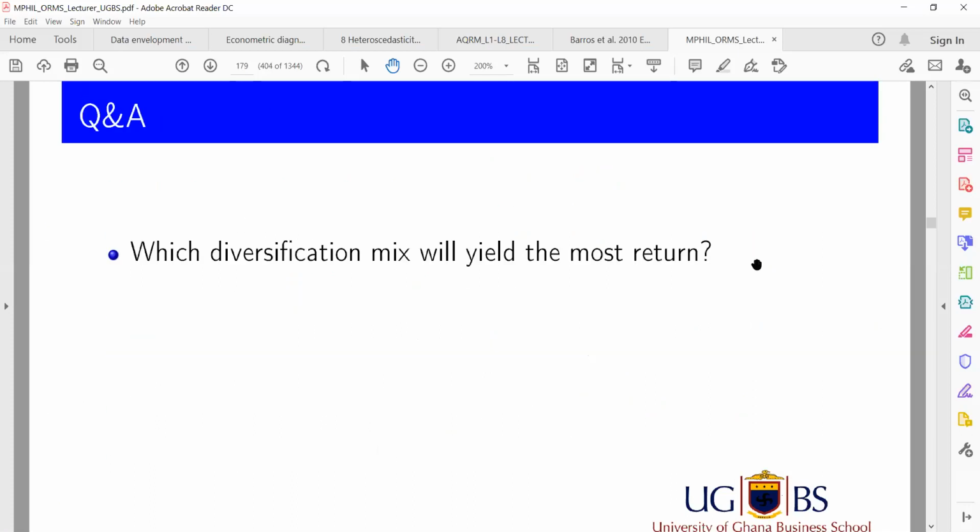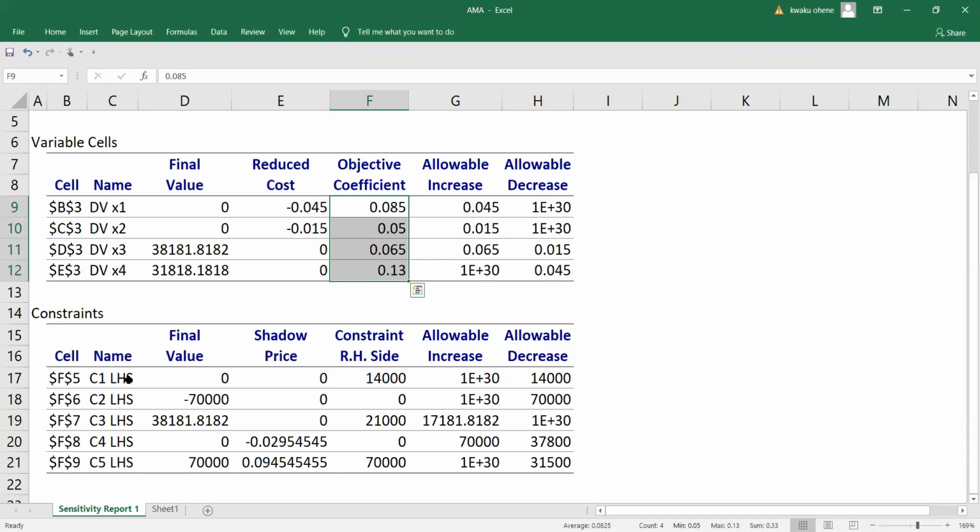Now let's look at the next question. Which diversification mix will yield the most return? Now the diversification mixes are the constraints. So constraint one is a diversification mix. You are supposed to contribute 20% of this into that, this percent of this into that. The question is actually which of these diversification mixes will yield the most return?